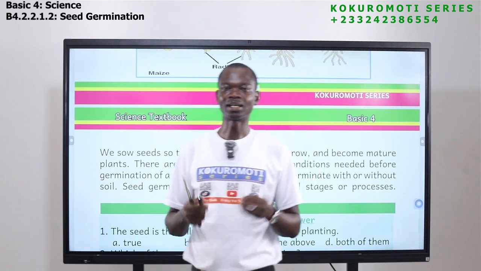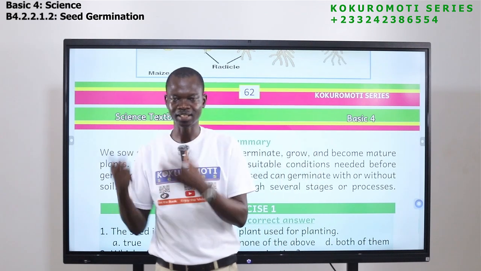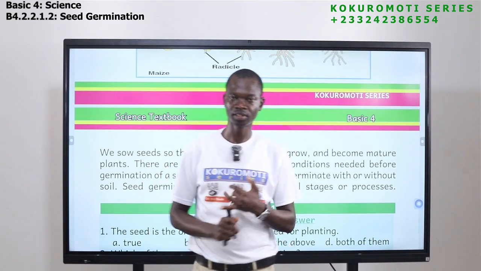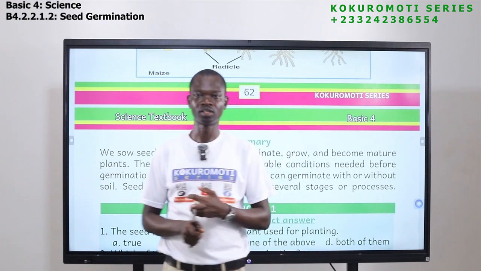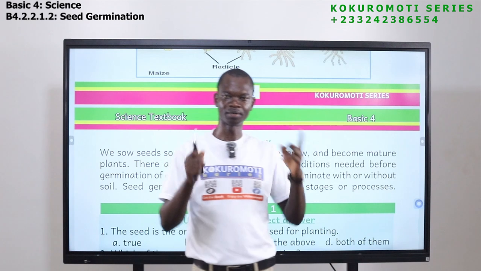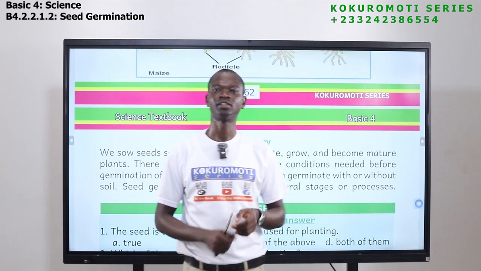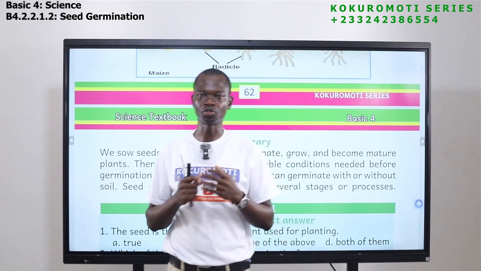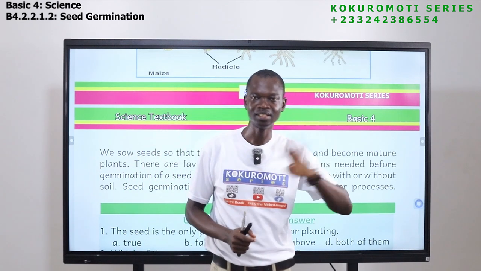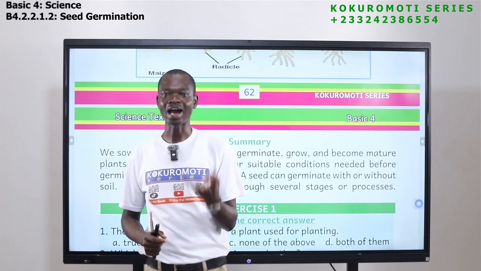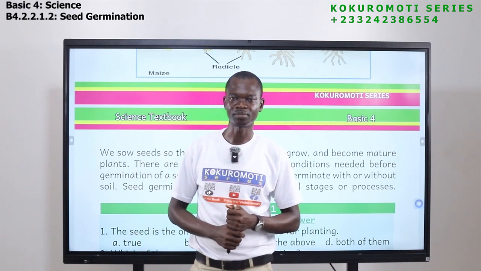Okay, and there are some conditions that you should know. Seeds need these things before they can germinate. 1, air, 2, water or moisture. The next one, temperature. The temperature should be a suitable one, and then the seed itself should be a good seed, or a viable seed. So these are the 4 things that seeds need. These conditions are the necessary ones that seeds need before germination can take place.